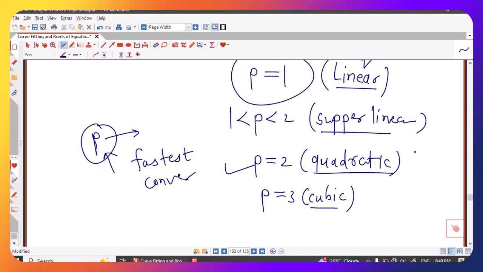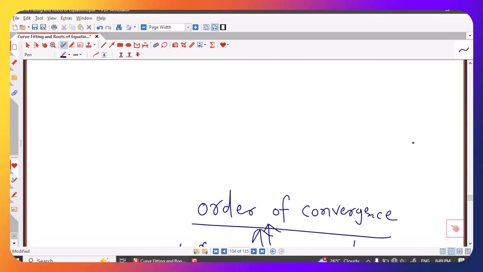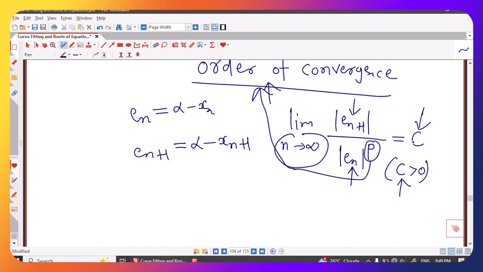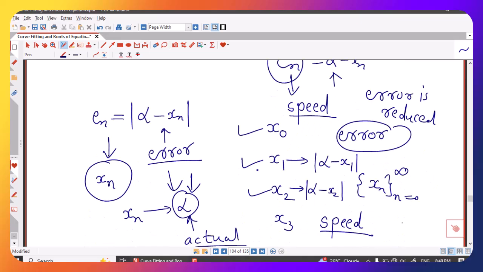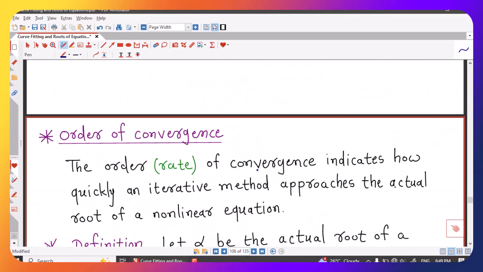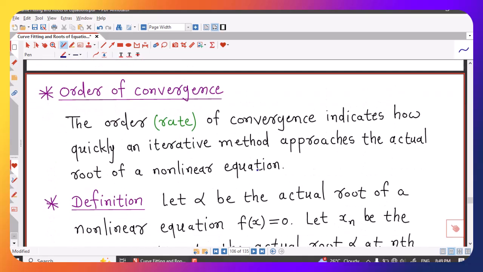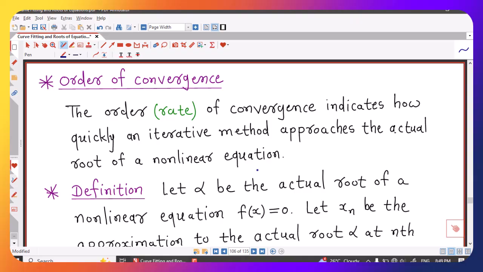For each iterative method which we have discussed, we can talk about order of convergence. We can find the order of convergence using this definition, but we are not going into that theoretical discussion. We will just remember the order of convergence for the different iterative methods which we have discussed, and we will remember this definition. They can ask you to define the order of convergence.